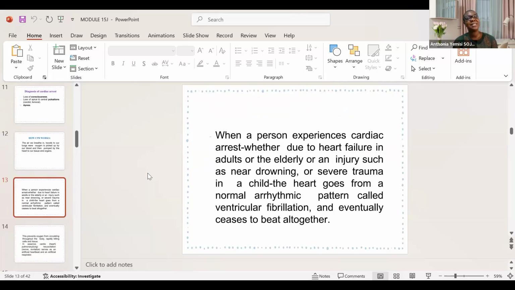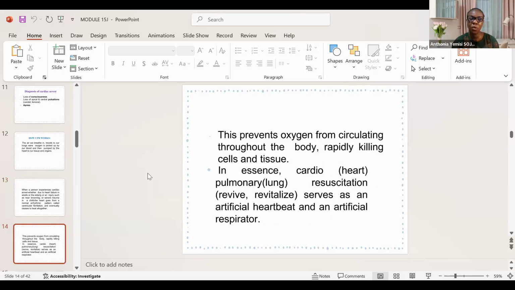Now, when a patient has cardiac arrest, maybe it's due to heart failure in the adults or elderly, or an injury such as near drowning, someone falls in water or in a bucket of water and almost gets drowned, or a severe trauma and any kind of situation that can make the heart stop beating. Once the heart stops beating, the oxygenated blood is not being pumped around the body, and importantly, is not getting to the brain. So the patient is at risk of brain death.